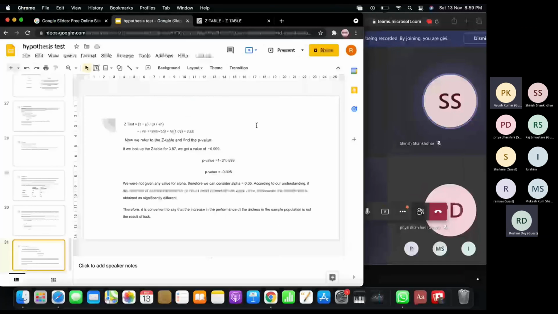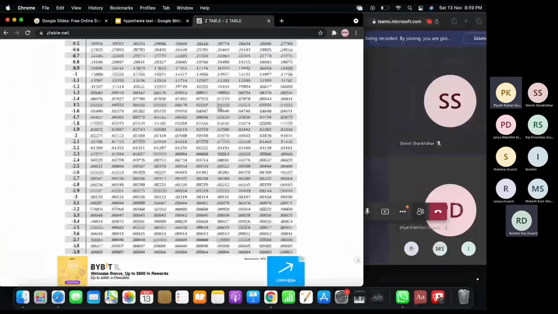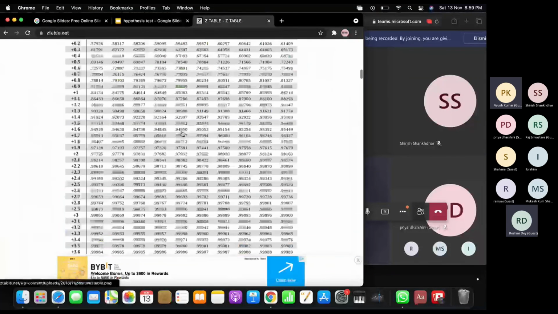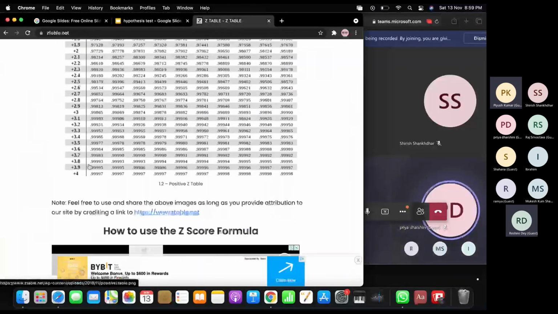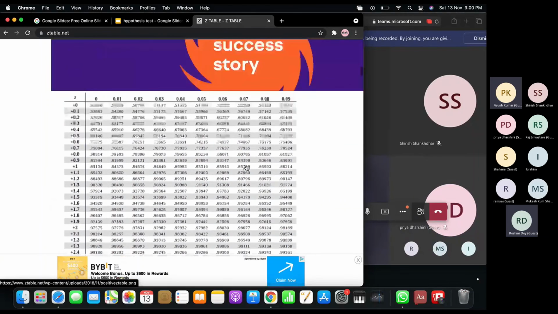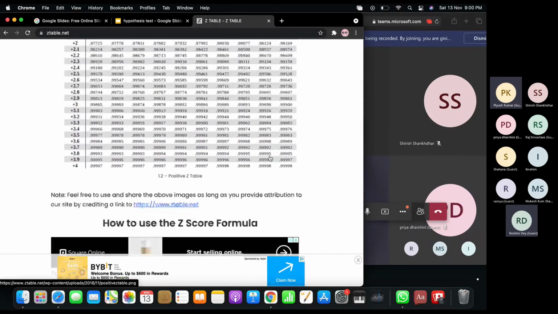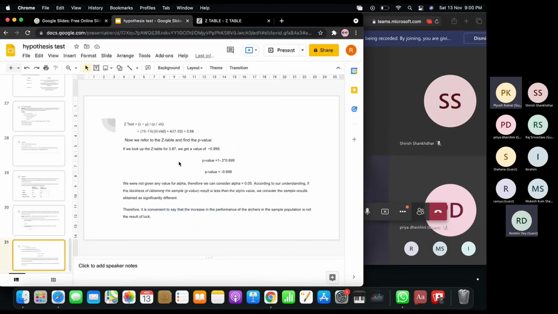Here you can see 3.8. See, all the values here are basically 0.9999 or 0.9994, but for 3.88 we have 0.9995. So I have taken just an approximate value.